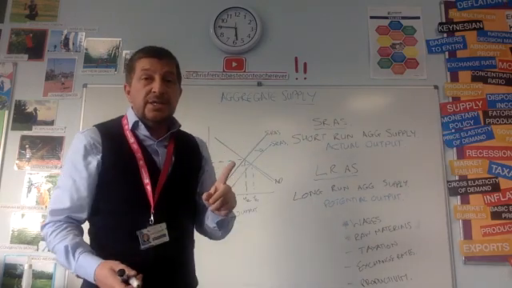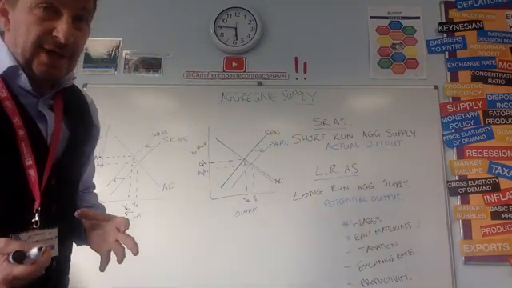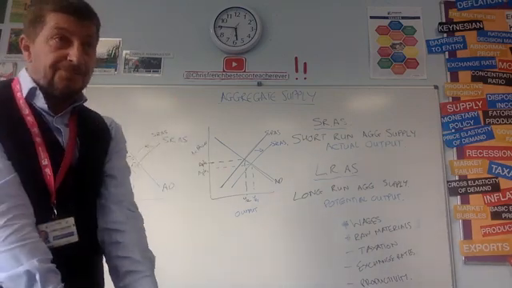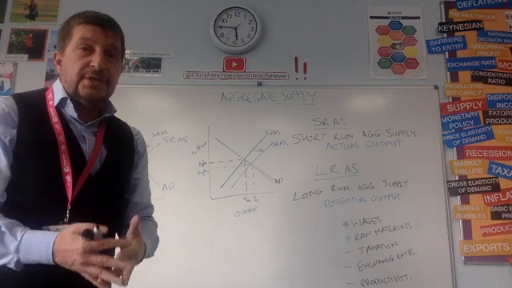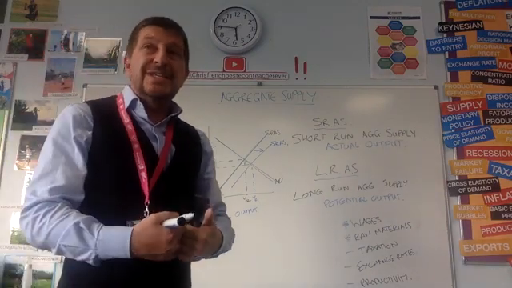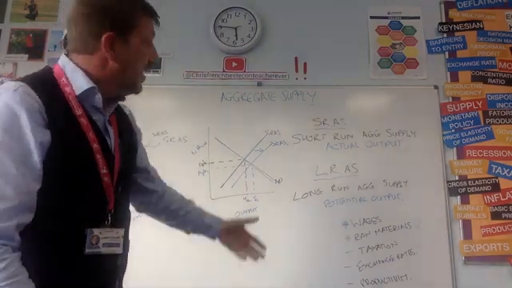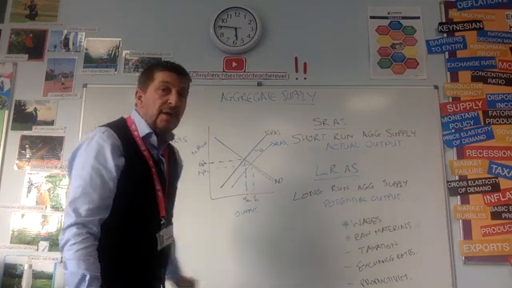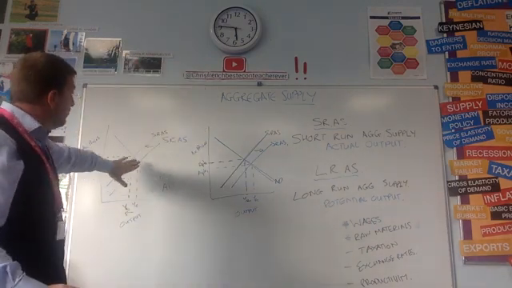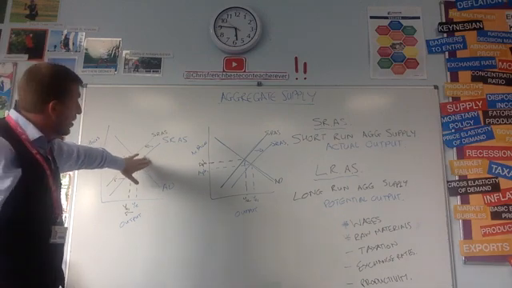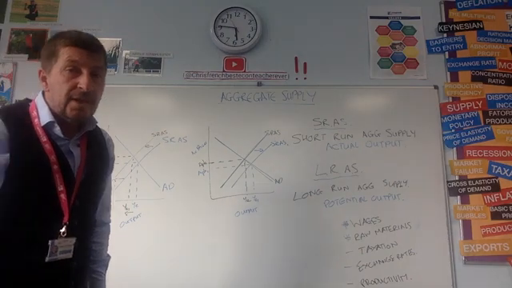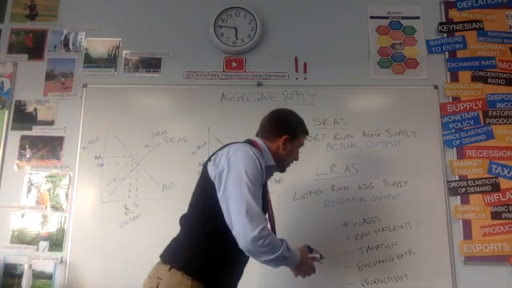Taxation. In this case, we're talking corporation tax. Okay, that's a tax on profits for a business. If a government decides they will tax businesses less, then this will encourage an increase in production, a shift to the right. If a government decides to tax businesses' profits more, we will see a shift to the left in aggregate supply.